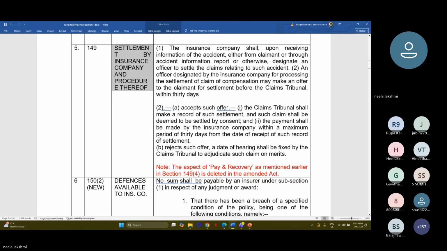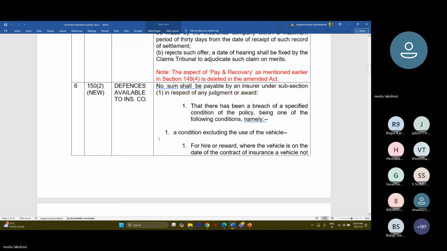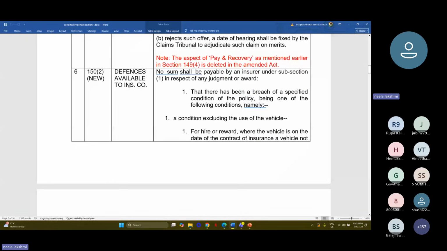Next one. The statutory legal defenses available to the insurance company. Only a few defenses are provided to us legally. Legally, we have only a few defenses, which we will see now. The defense is breach of any policy condition.